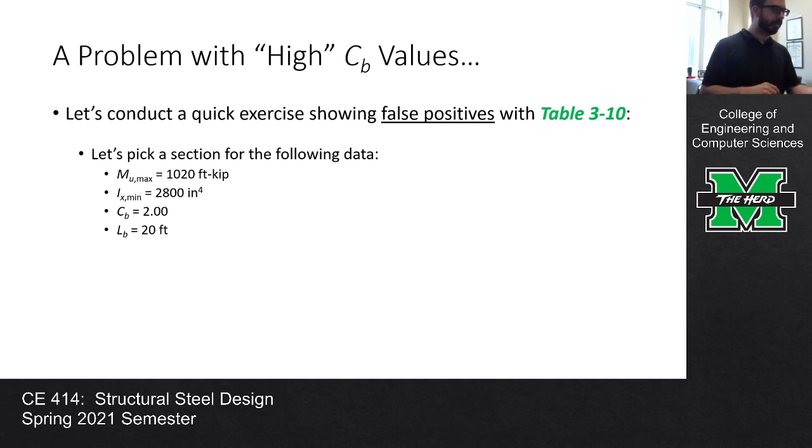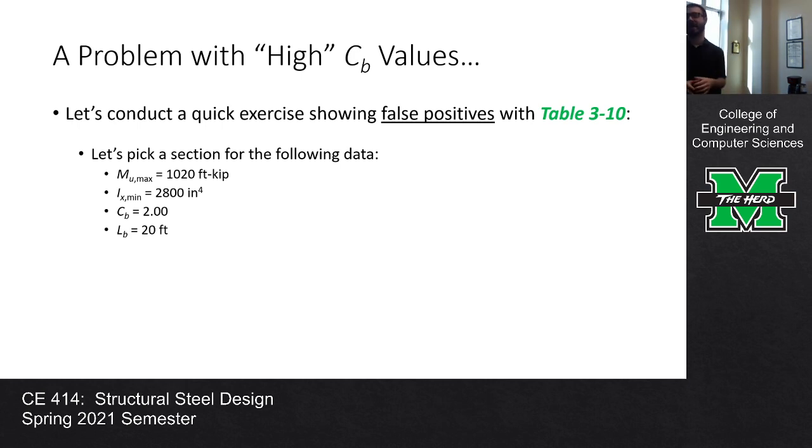I think that any time that you get a chance to use Table 3-10, the more practice you get, the better you're going to get at it. So let's look at trying to pick a section for the following data. I have a moment of inertia requirement of 2,800 inches to the fourth. That admittedly isn't going to matter a lot right now, but I threw it in there just so that we have it. We're picking based off of a factored moment of 1020 foot-kips, an LB value of 20 feet, but CB is 2.